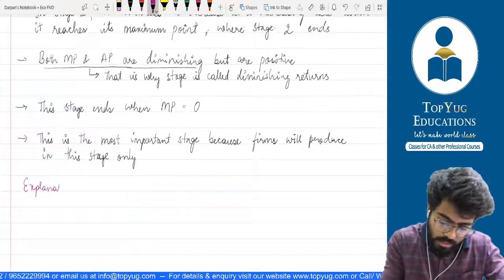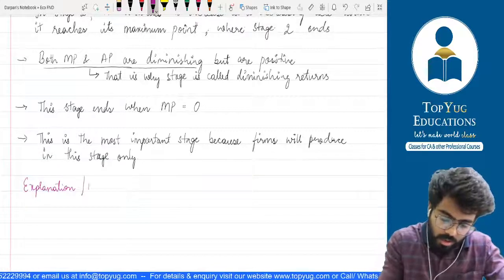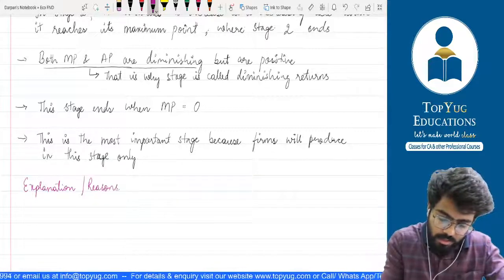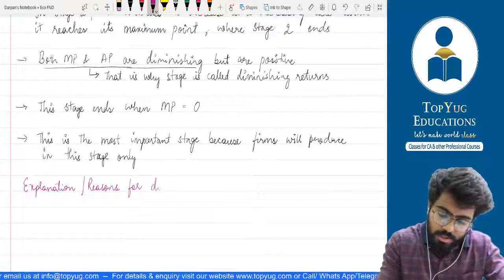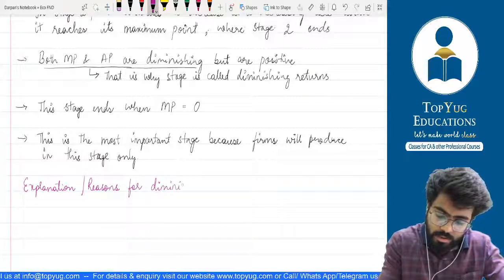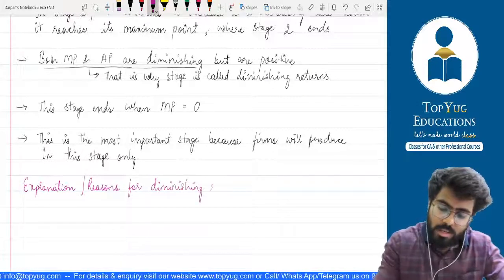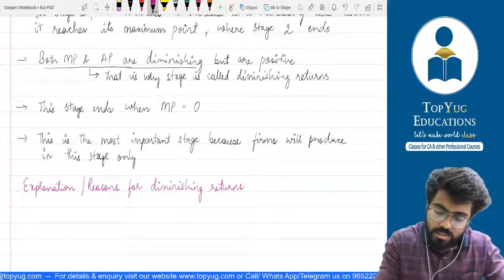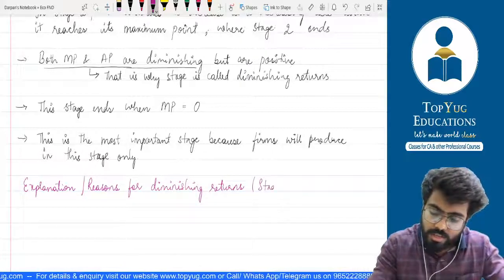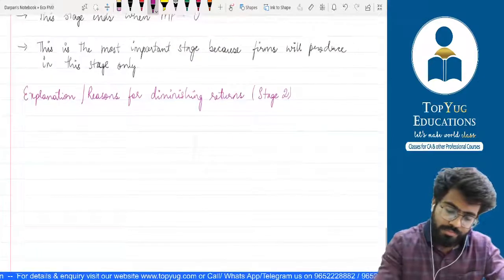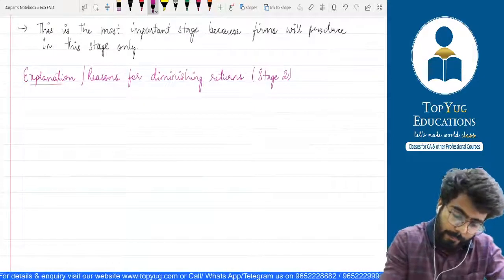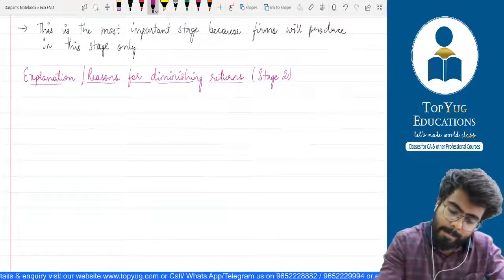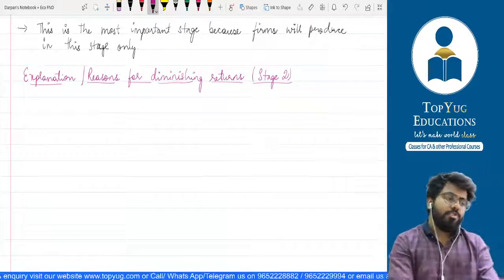Explanation or reasons for diminishing returns, in brackets, stage 2.